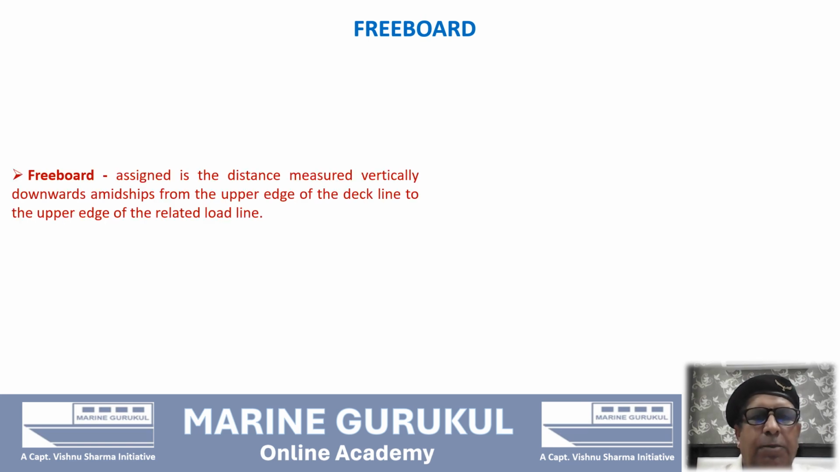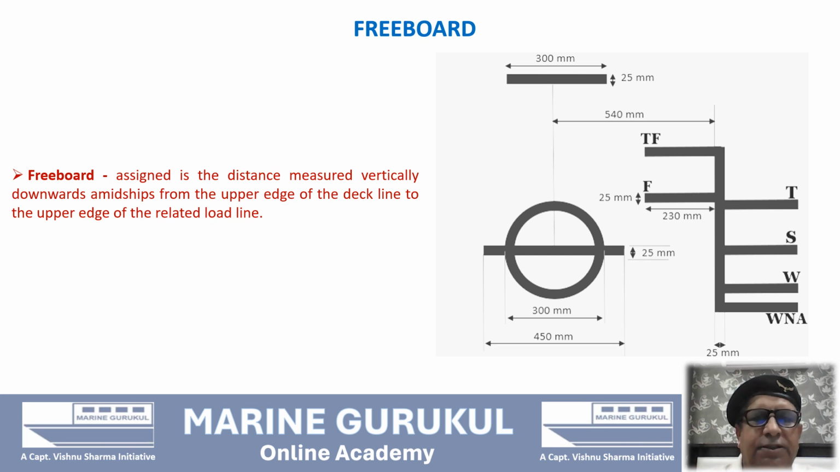Freeboard. Freeboard assigned is the vertical distance measured from the upper edge of the deck line to the upper edge of the related load line. For example, in this case, if we are talking of summer freeboard, then it shall be the distance measured from the upper edge of the deck line, which is the reference line, to the upper edge of the summer load line mark, and this distance shall be the summer freeboard. Likewise, if tropical freeboard is to be measured, it shall be measured from the top of the deck line to the top of the tropical load line mark, and that shall be called tropical freeboard.